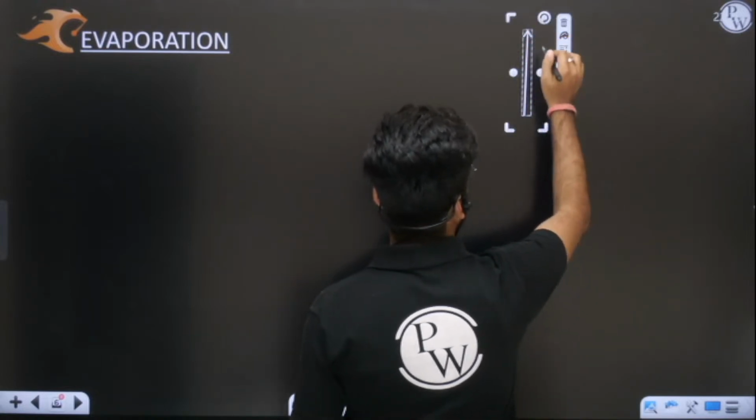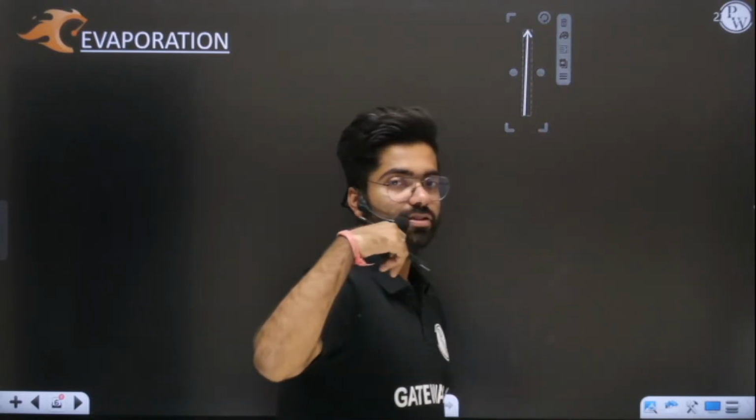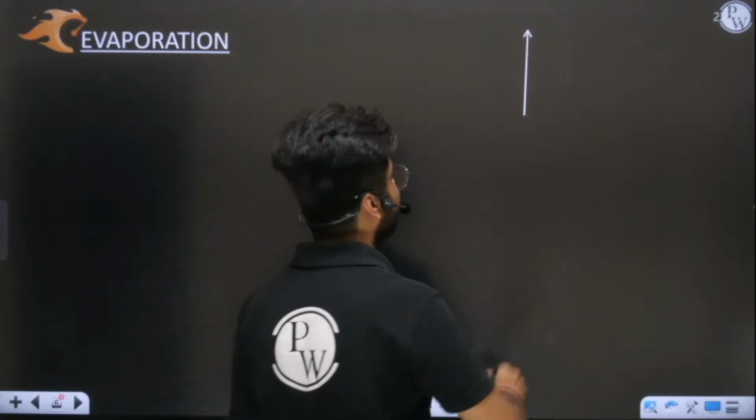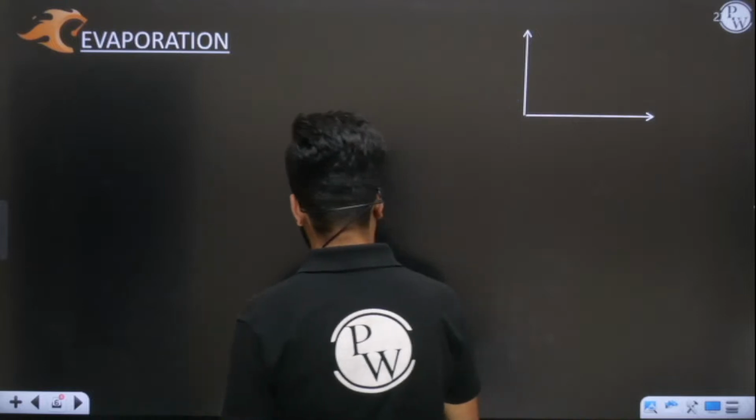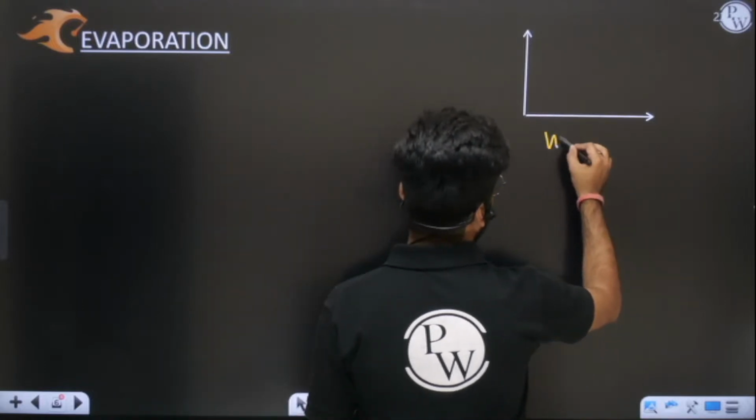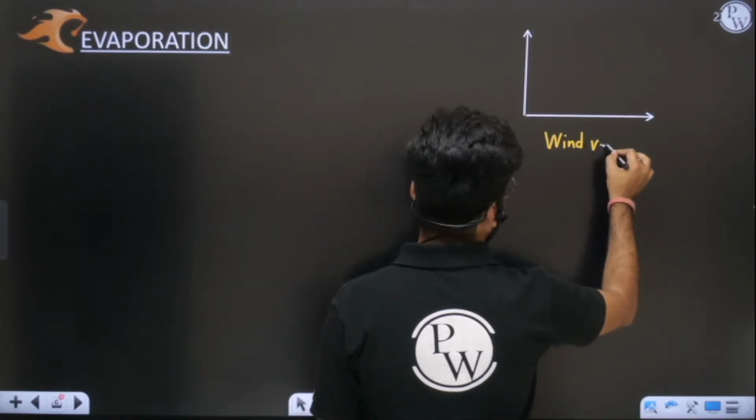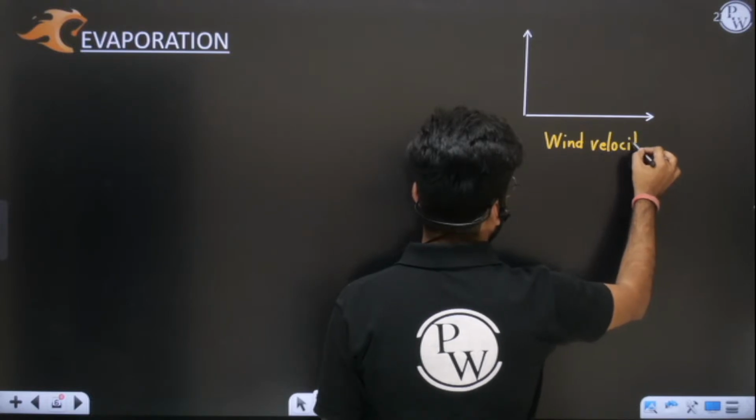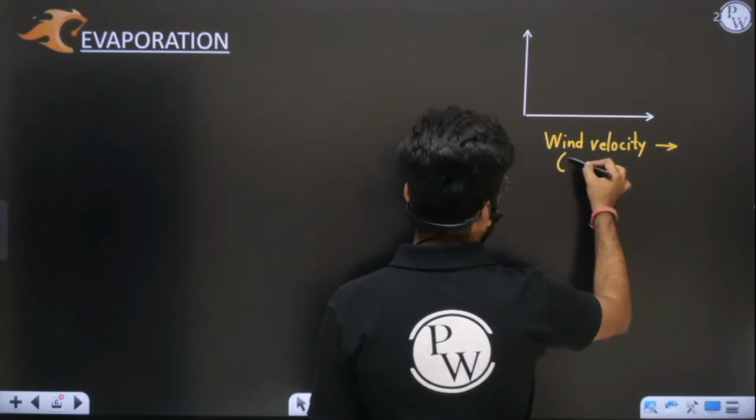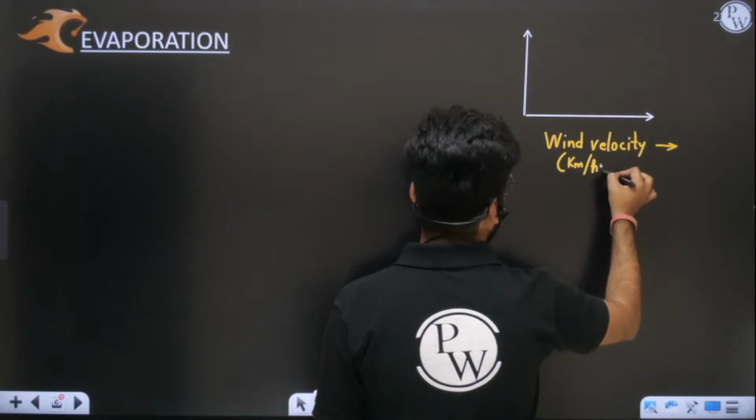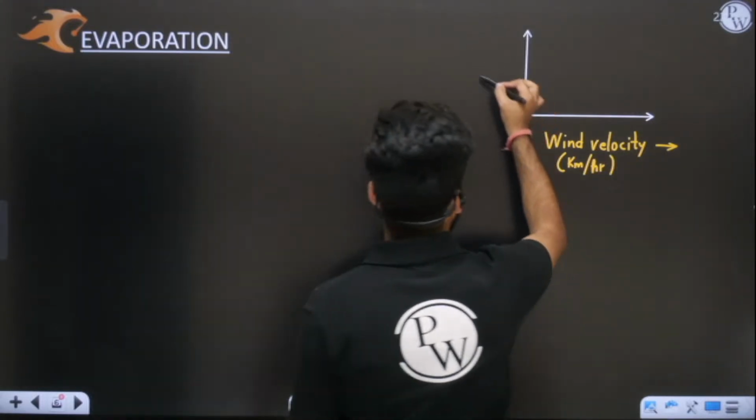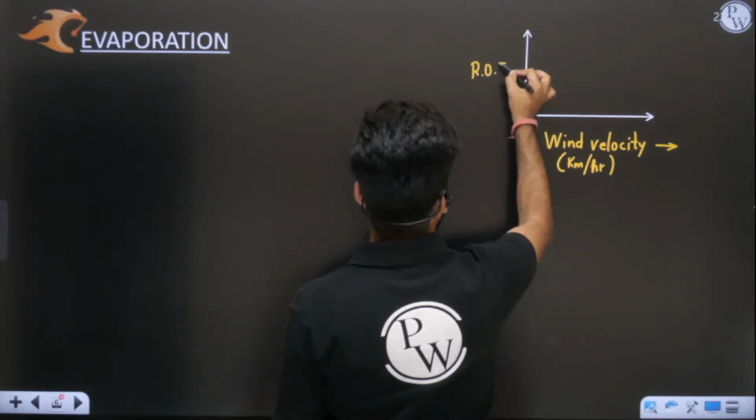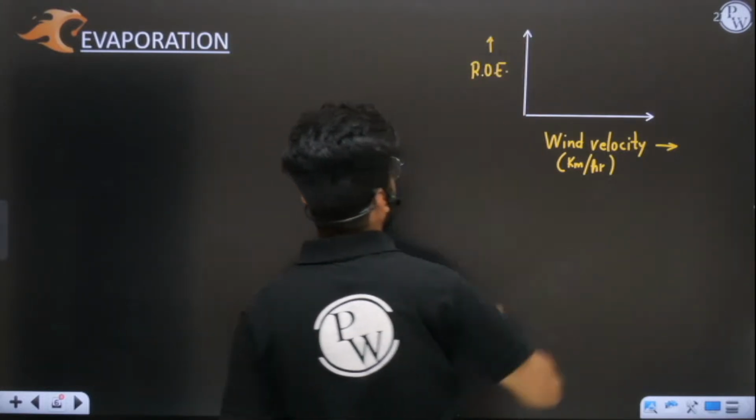if we draw this wind velocity and rate of evaporation graph, you need to understand here. Let me draw one graph here. On the x-axis, we have wind velocity, and that too in kilometer per hour. Listen very carefully. Here on the y-axis, we have rate of evaporation.